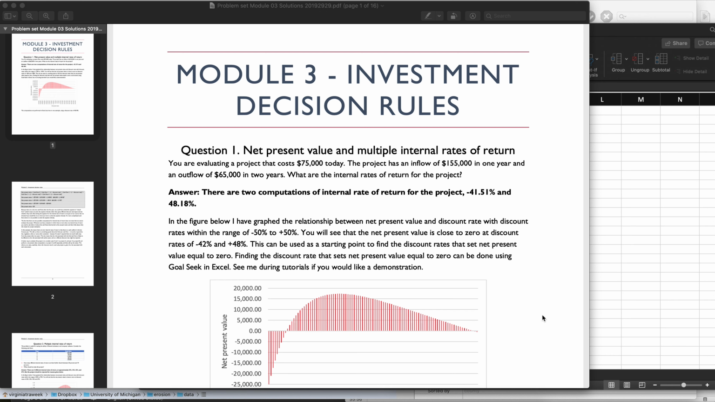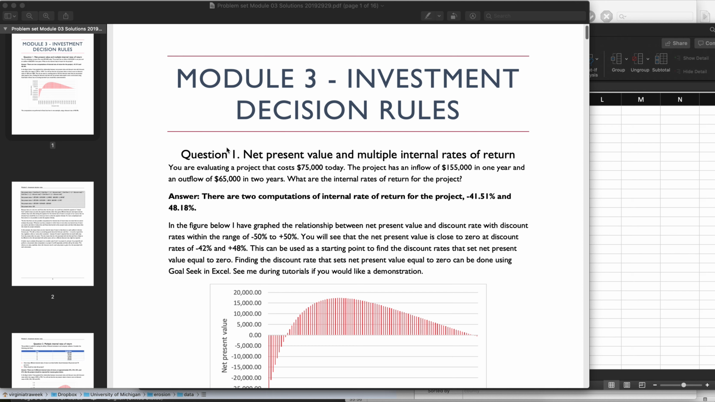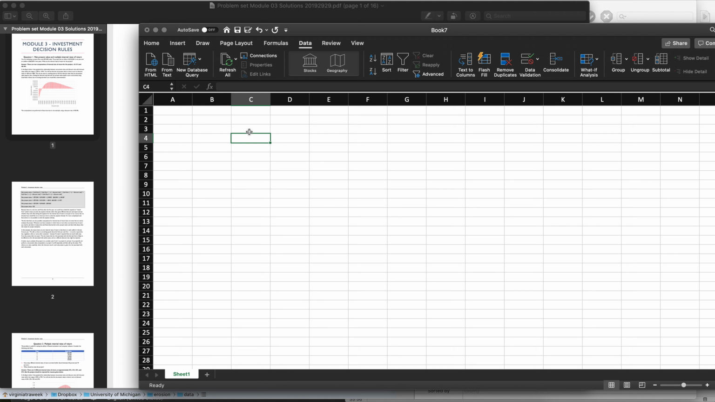Question 1. This is the first part of the IRR series questions. So the question is this. You have a project that costs $75,000 today. You have an inflow of $155,000 at the end of the first year, and an outflow of $65,000 at the end of the second year. What's the IRR? Okay, so let's just set it up really briefly.